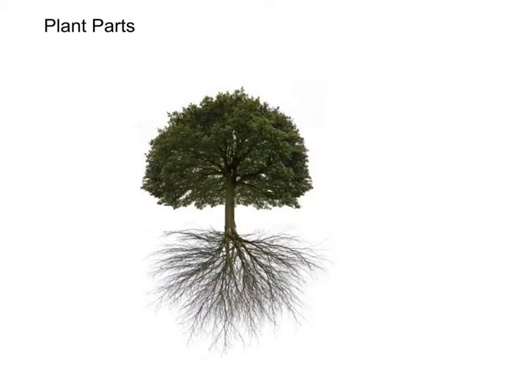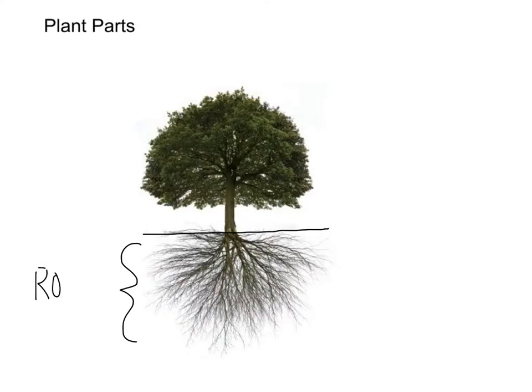Hey guys, this is Miss Tibaldo, and today we're going to talk about plant parts and how they support the process of photosynthesis. The first thing that we're going to talk about is how we can break any plant up into two main divisions, and this is according to where that part of the plant lies in relation to the soil line.